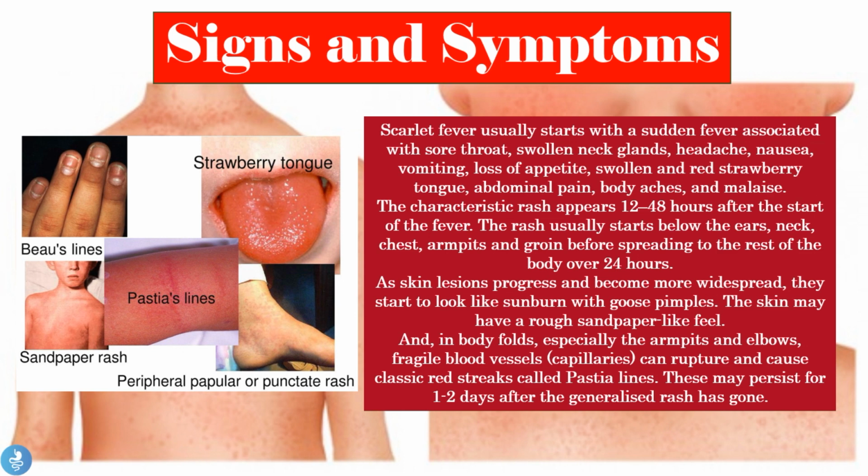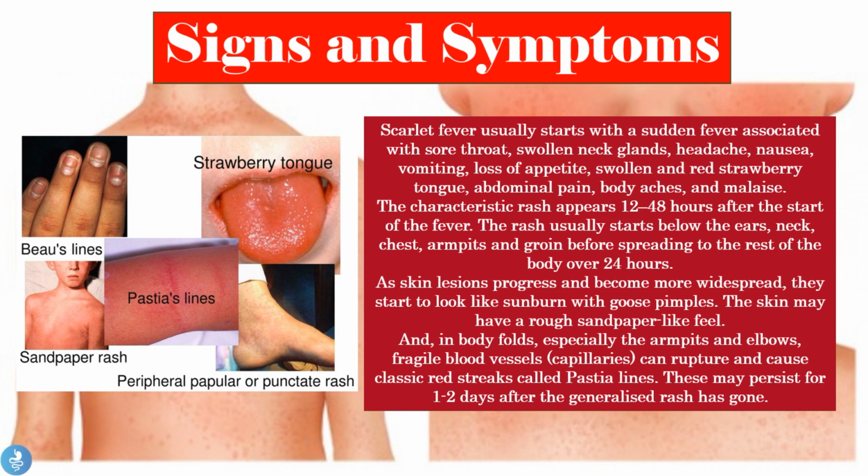The characteristic rash that appears usually occurs 12 to 48 hours after the start of the fever, and the rash usually starts below the ears, neck, chest, armpits, and groin before spreading to the rest of the body over 24 hours. As the skin lesions progress and become more widespread, they start to look like sunburn with goose pimples. The skin may even have a rough sandpaper-like feel. As we can see here, this is what that typical tiny red spot sandpaper rash actually looks like.